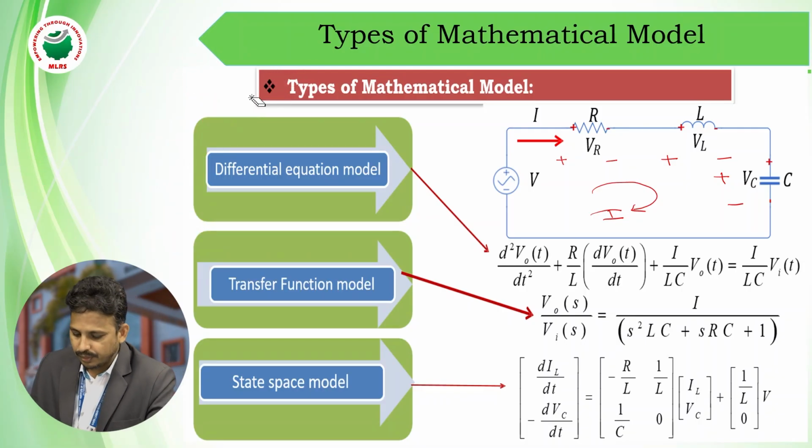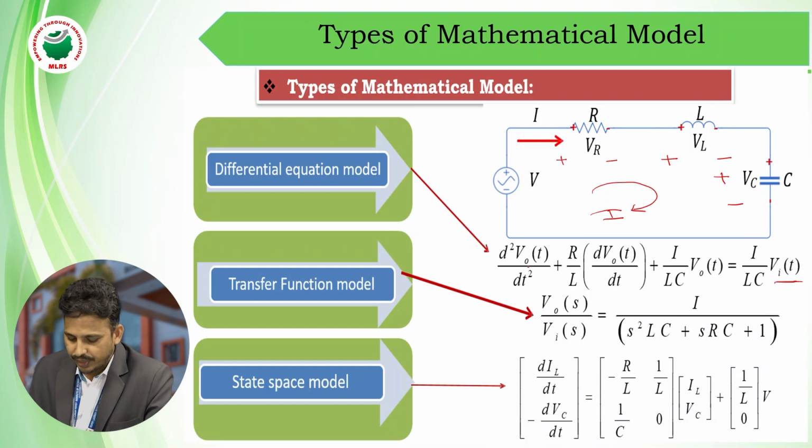Okay, so if I consider the output voltage as VC here, then I will get the differential equation for this particular circuit: d square v0 of t by dt square plus R by L into dv0 of t by dt plus 1 by LC v0 of t is equal to 1 by LC vi of t, which is the input.